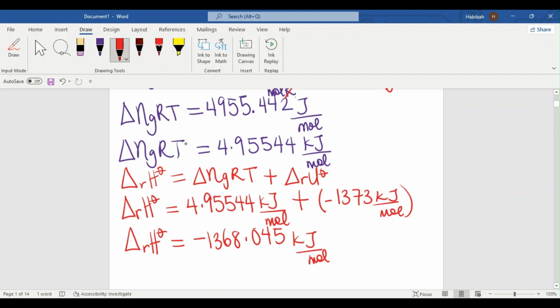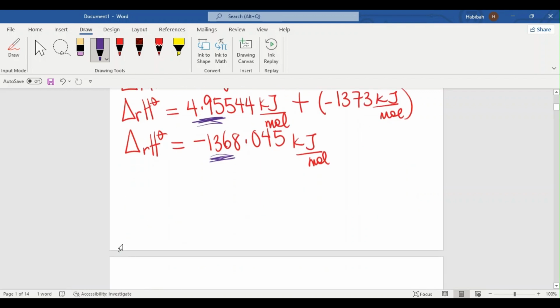Remember that the change in the number of gases for the reaction times R times T is simply 4.9. It's a very small number in comparison to 1373. That's why we still have a large number, because the multiplication of the change in the number of gases times R times T gives you a small number, and then you're dealing with the internal energy, which is a large number. So we end up having a large number for the change in enthalpy for the reaction.